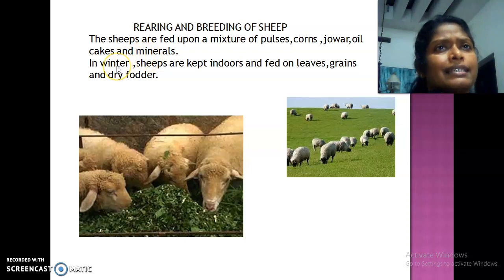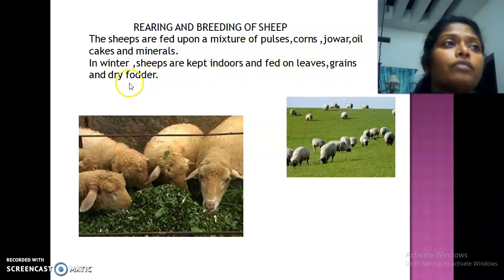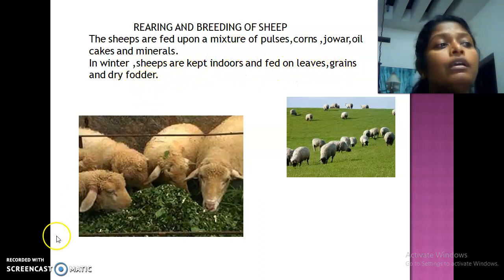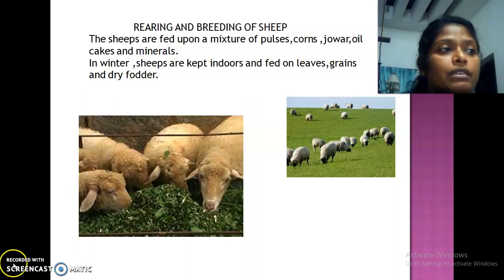Now in the winter season, when the mountains are covered with snow, it is very difficult to get green leaves or food for these animals. So the sheep are usually kept indoors inside the shed, and they are fed on leaves, grains and dried fodder which the farmers collect from different places.